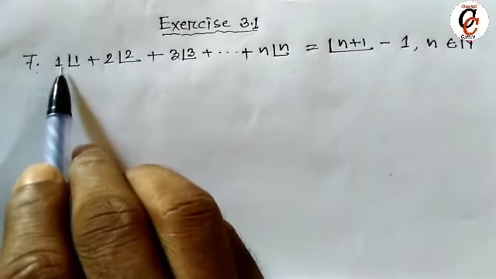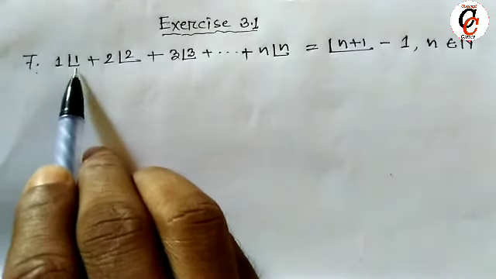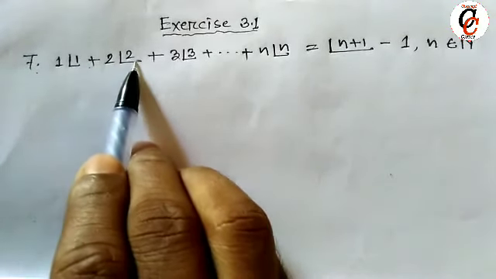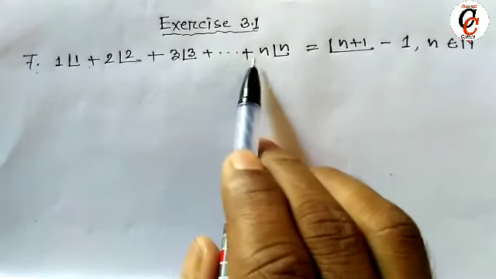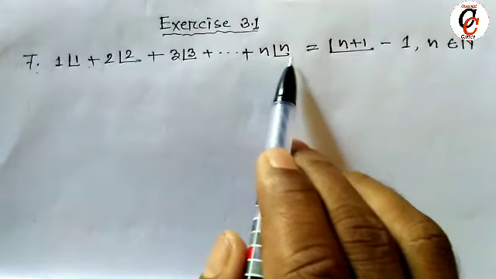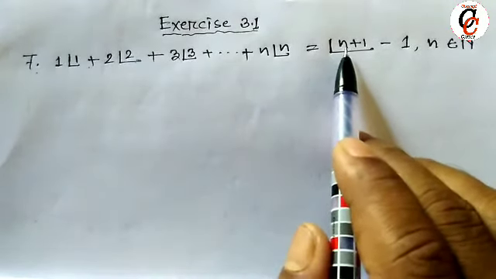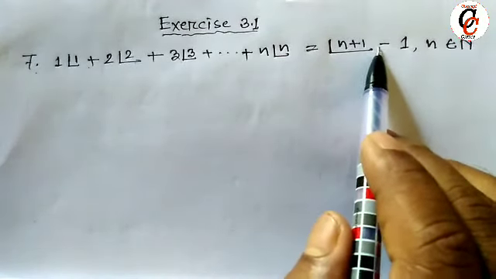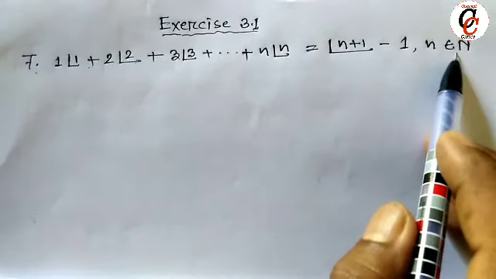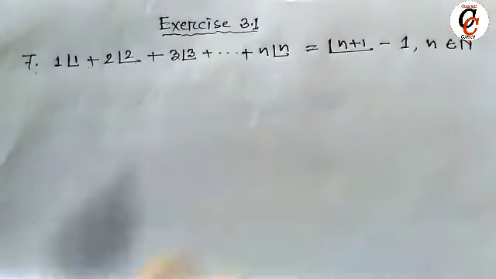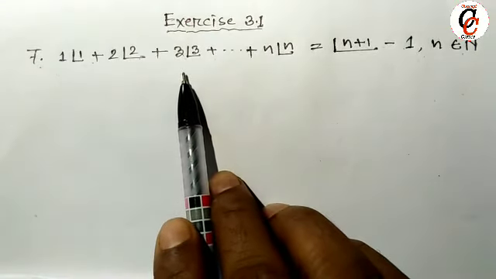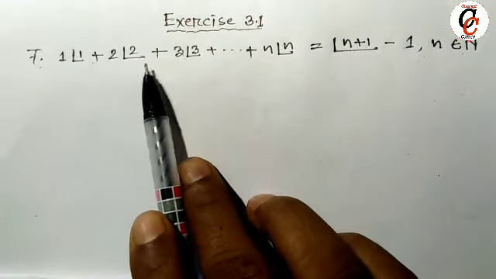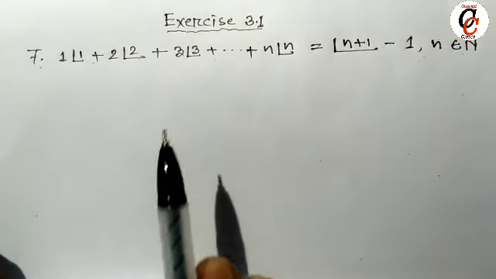See, question number 7 is that 1 into factorial 1 plus 2 into factorial 2 plus 3 into factorial 3 plus dot dot dot plus up to n into factorial n is equal to factorial n plus 1 minus 1, where n belongs to natural numbers. That means before solving this question we have to have the idea of factorial. What is factorial? So let's see what is factorial.